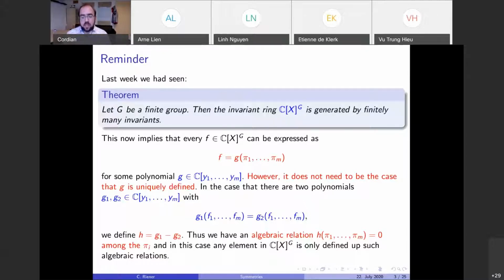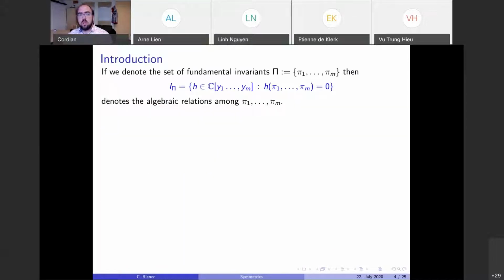So we have these algebraic relations. And of course, any element in the invariant ring is thus only defined up to such algebraic relations. If we denote the fundamental set of invariants, as I call it, with a big letter pi, then pi is just the set pi_1 to pi_m. Or in fact, it should not be the set, it should really be the ordered tuple, pi_1 to pi_m.